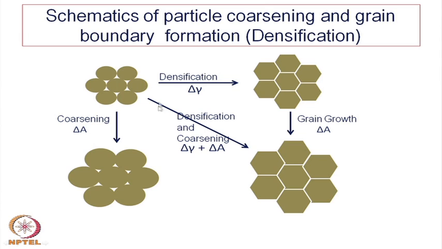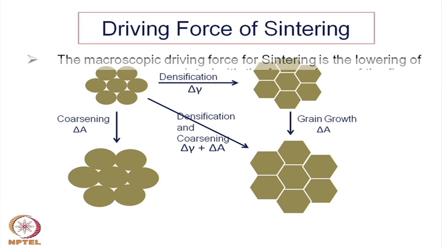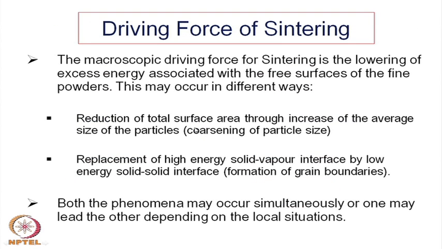These pores or the boundaries of the pores actually provide the solid vapor interface areas. Now, if this is our initial particulate compact, there are three ways of what can happen if we heat to high temperature. One is the very simple one which we have described earlier, that is the particle coarsening. If we look back, this was the reduction of the total surface area through increase of the average size of the particles. So, that is called the coarsening of the particles, and this is given here.